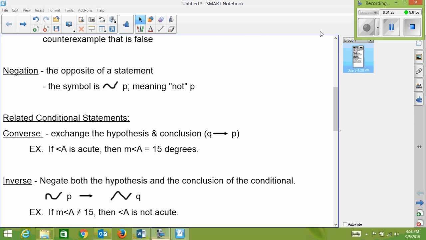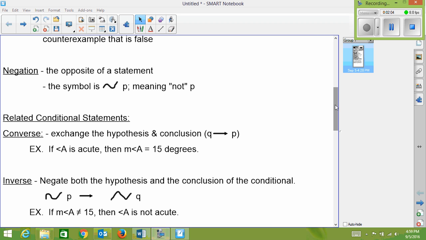Then we also have related conditional statements. Converse is to exchange the hypothesis and the conclusion. So if Q, then P is what you're saying. If the conclusion, then the hypothesis. An example of that is if angle A is acute, then the measure of angle A equals 15 degrees. And there they have flipped around the hypothesis and the conclusion.